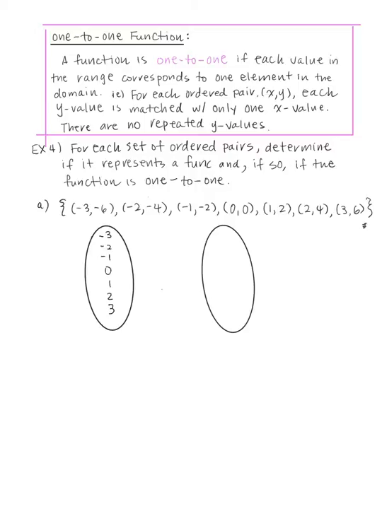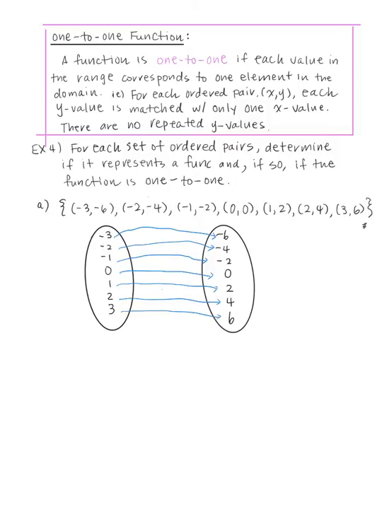Okay, now let's go with the y values, which is the range. So the range is -6, -4, -2, 0, 2, 4, and 6. All right, let's try to match these guys up. So when x is -3, y is -6. When x is -2, it's going to go to -4. When it's -1, it's -2. 0 goes to 0. 1 goes to 2. 2 goes to 4. And then 3 goes to 6.